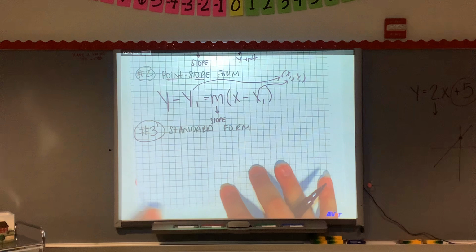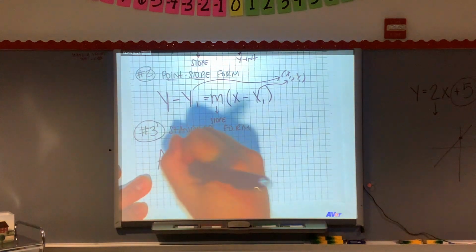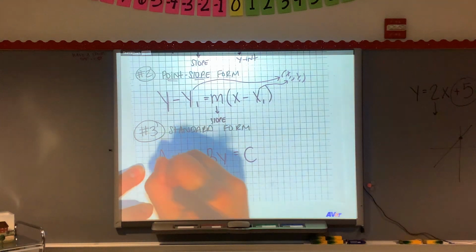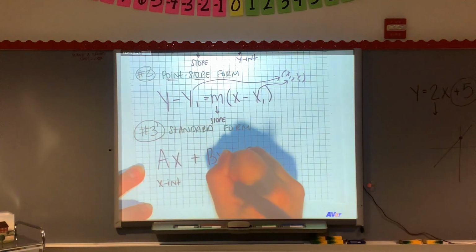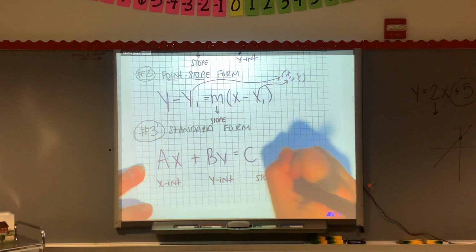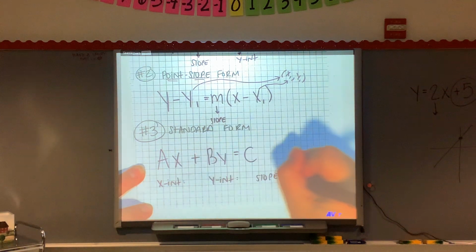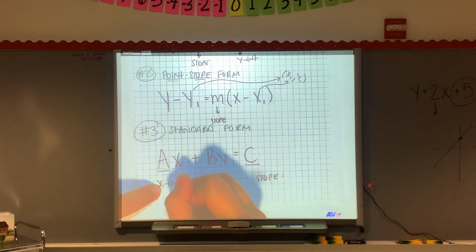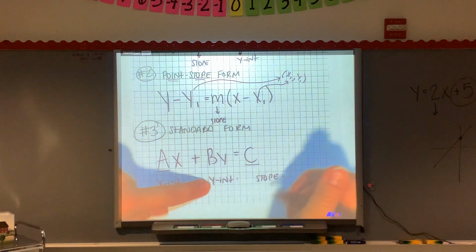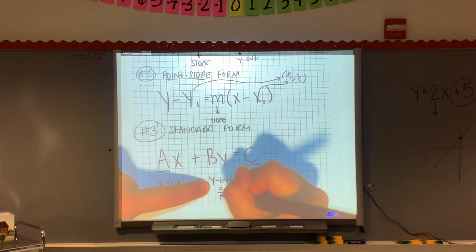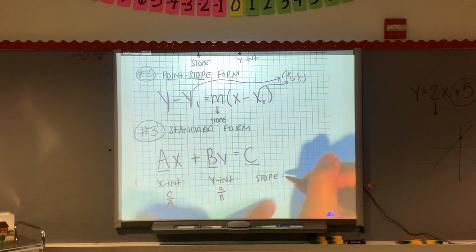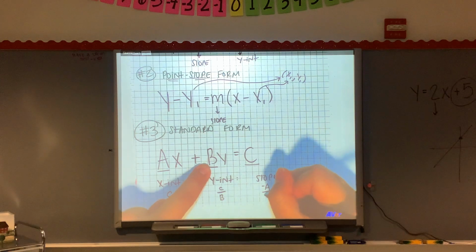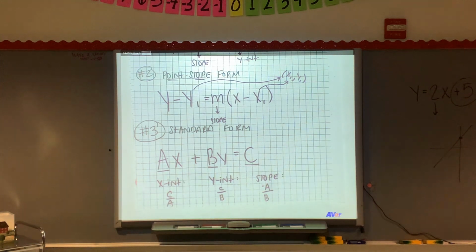Standard form, which we will get to on the next lesson, looks like this: ax plus by equals c, which is where it's going to take a little bit of calculations, but the standard form will tell you the x-intercept, the y-intercept, and the slope. For the x-intercept, you take the number in the c spot divided by the number in the a spot. For the y-intercept, you take the number in the c spot divided by the number in the b spot. And then for the slope, you take a negative version of whatever is in the a spot and divide it by whatever is in the b spot.